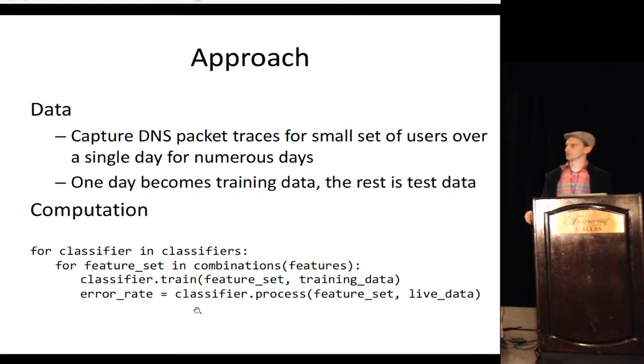So our approach was pretty much as follows. For data, we asked a small set of users to run a script on their computer to capture DNS packet traces over the course of a day and repeat this over the time frame of a week or so. And then this set of PCAP files would be split into training data and test data. And then the computation is pretty straightforward. We have a set of classifiers that we looked at, and for each combination of the feature sets that we were interested in, train the classifier and then run it to see if it can actually accurately identify the origin of a query based on the feature set it extracted.